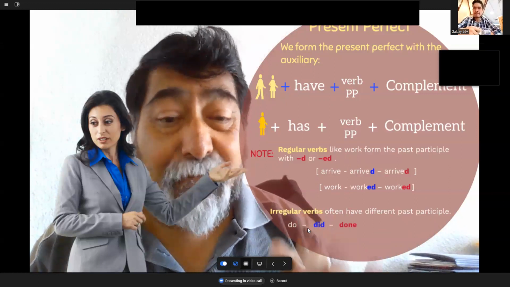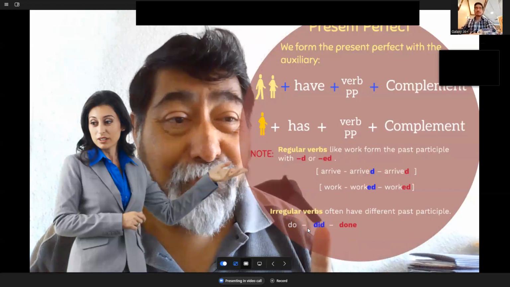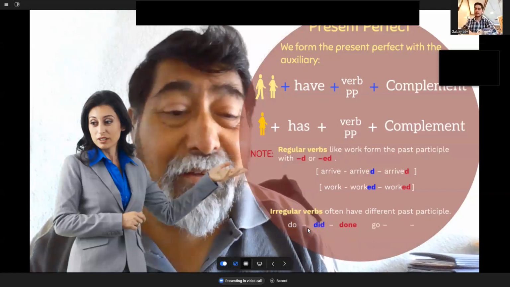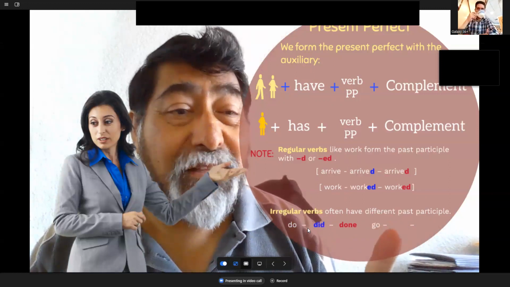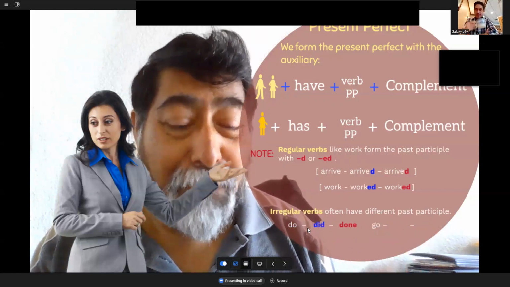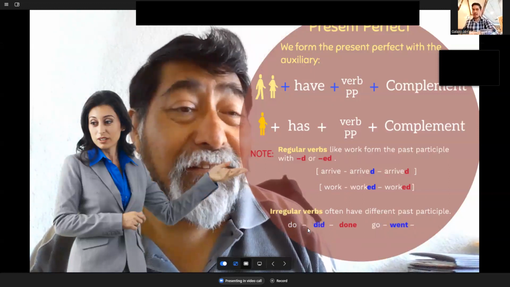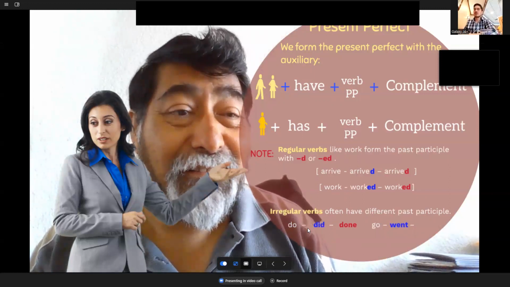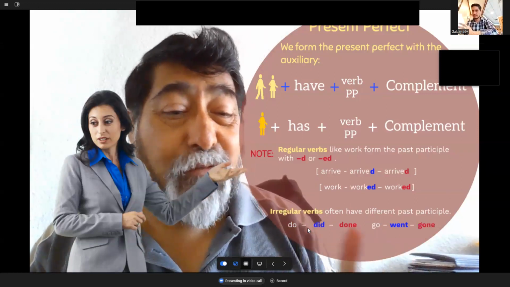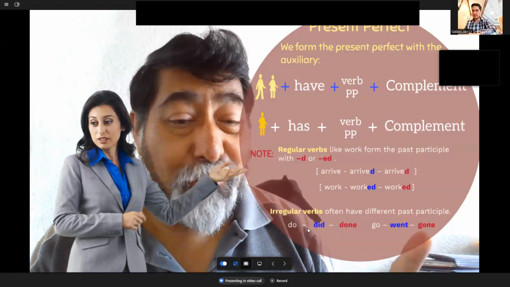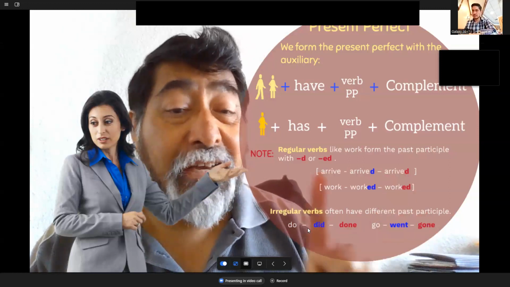The three forms are most of the time different. Now, we have go. What is the past and the past participle? Go, went, gone. Okay, very good. So we have different forms, different past participles. Gone, done, worked, arrived. Yes?